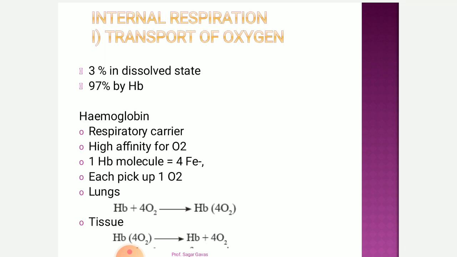oxygen. Whenever hemoglobin combines with oxygen, it is known as oxyhemoglobin. In the reaction, in the lungs, hemoglobin combines with oxygen to form oxyhemoglobin, and in the tissue, oxyhemoglobin dissociates into hemoglobin and 4 molecules of oxygen.